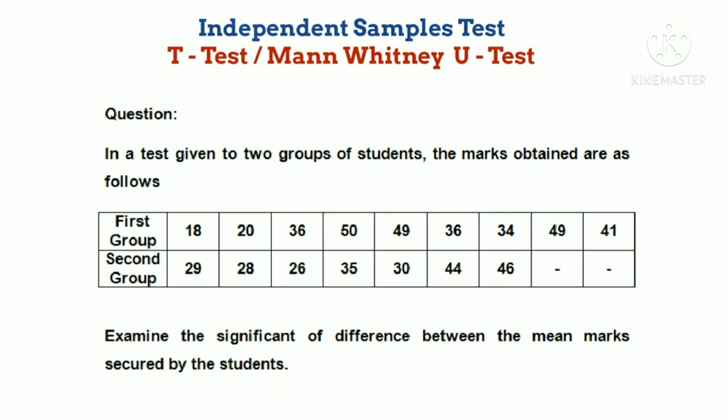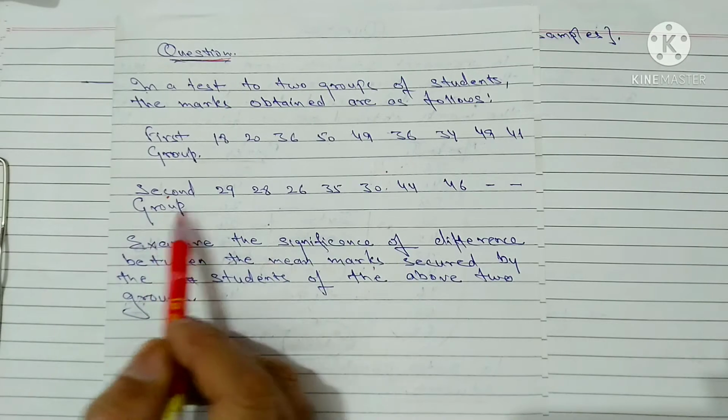The question is, in a test given to two groups of students, the marks obtained are as follows. Group 1 marks are given and group 2 marks are given. Examine the significance of difference between the mean marks scored by the students. So first we will apply t-test.